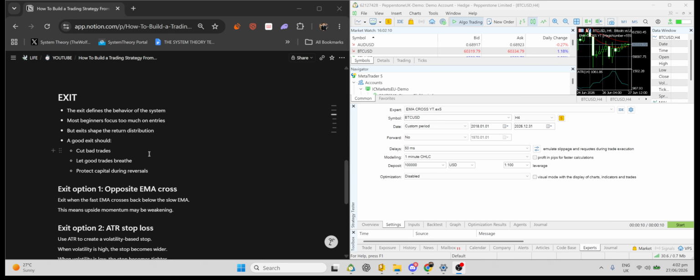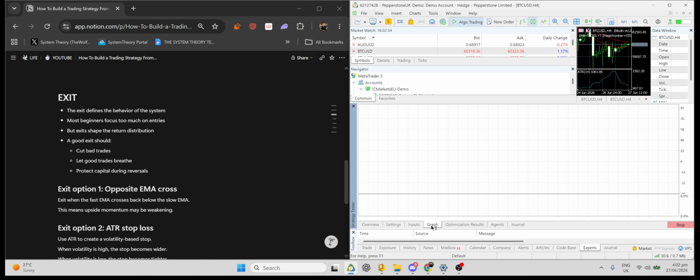So now we have our hypothesis, we have our entry, and we have our exit. Now let's test this using Bitcoin 2018 till 2026, 4-hour time frame, a fixed delay of 50 milliseconds, modeling OHLC, just to save time on the backtest. It's a swing system, so using real ticks won't make a difference. Now let's see the system.